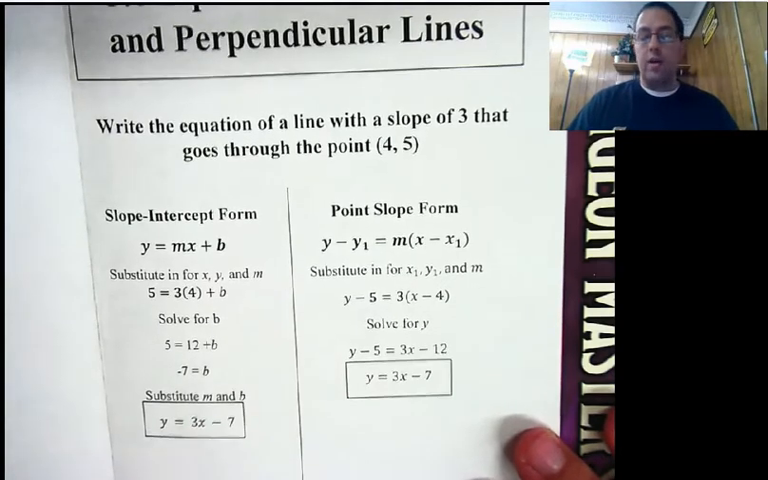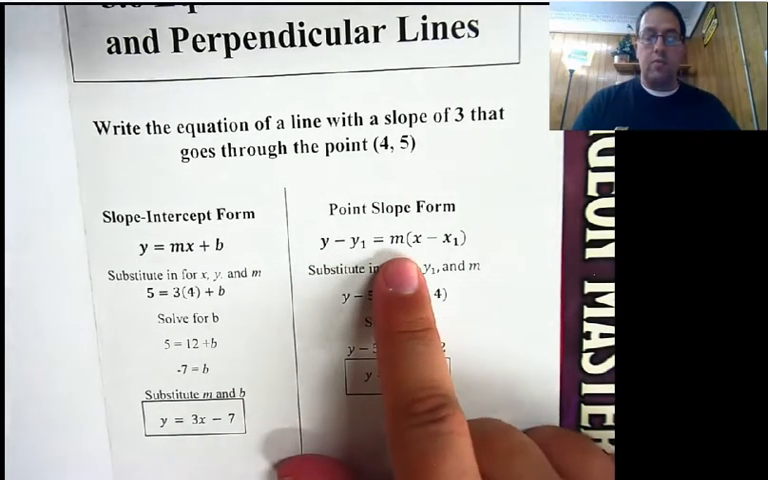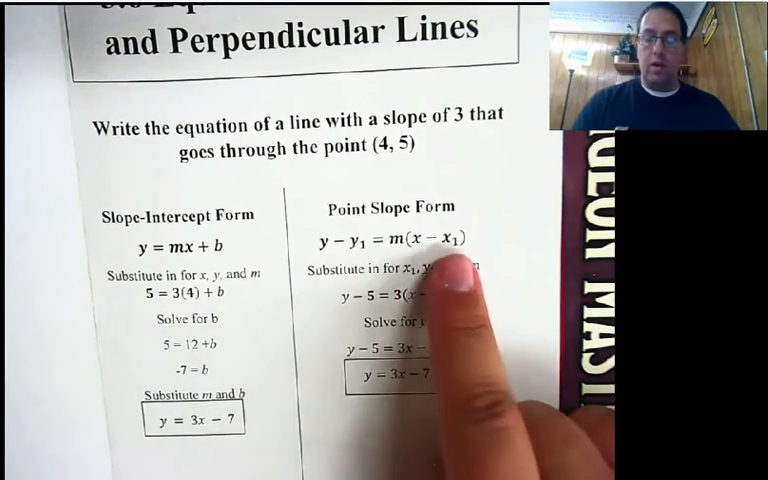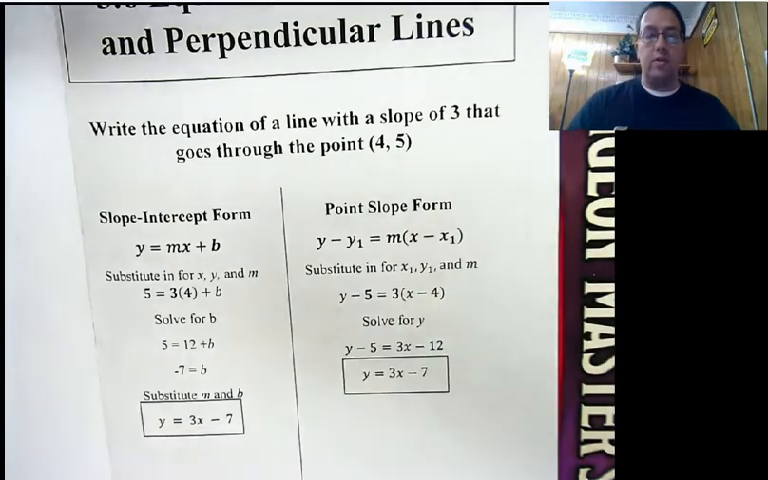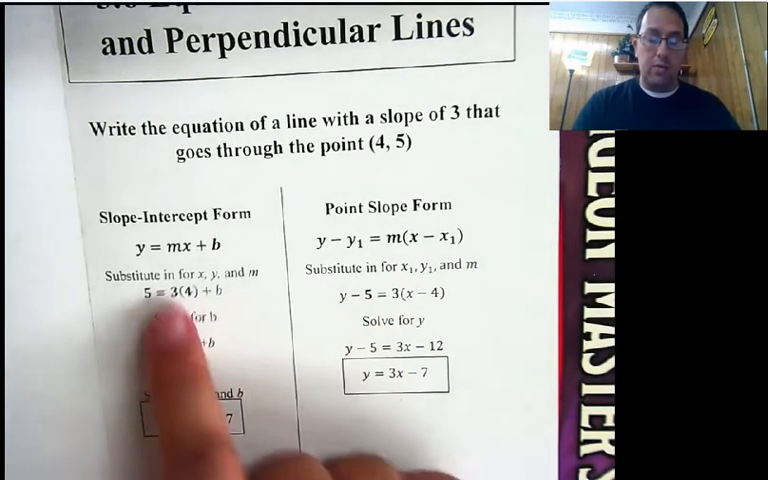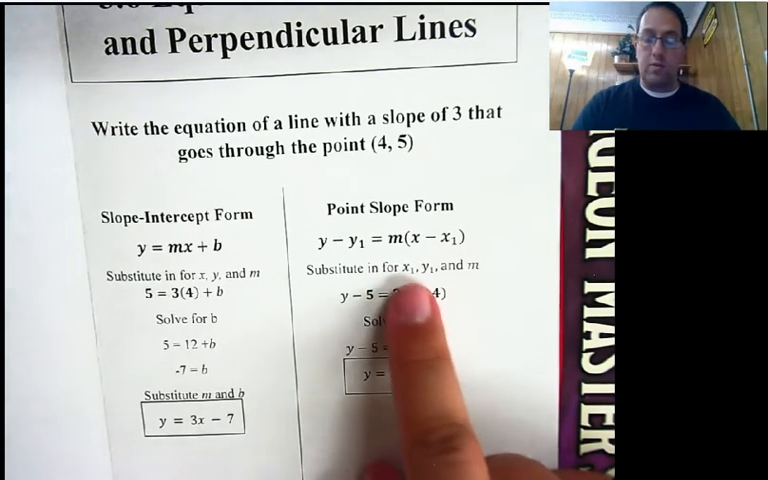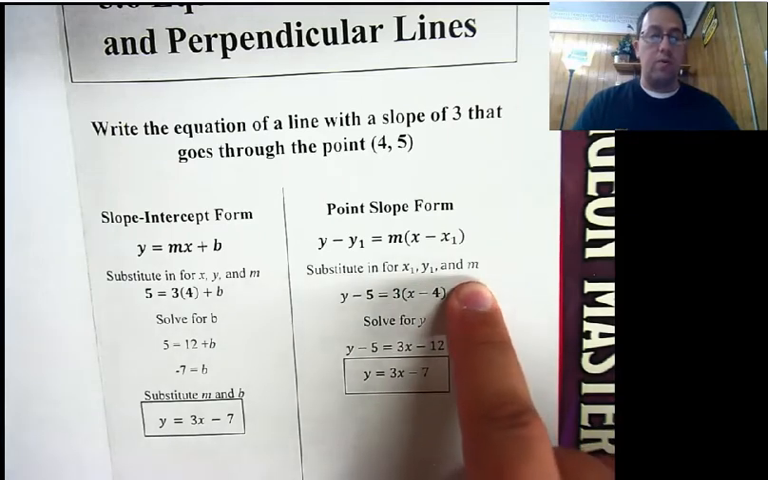The other format is the point-slope form. This is y minus y1 equals m times x minus x1, where y1 and x1 are from the point. So here again, we need a point, we need a slope. This time we don't have to have the y-intercept, it doesn't matter as long as we have some point and a slope. Again, we start off the same way. Instead of x and y, we're substituting in for x1 and y1. Still substituting in the slope for m.